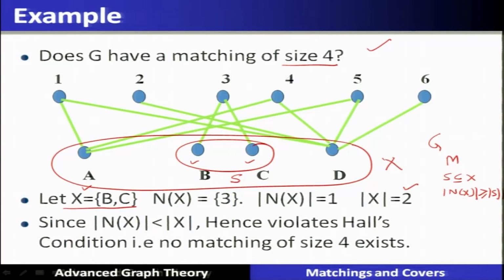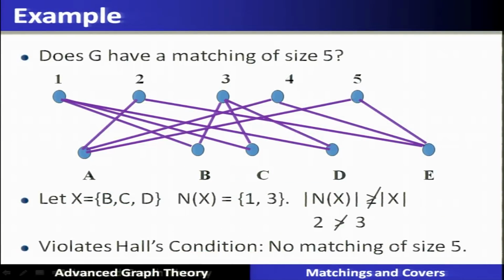Now, the neighbor of B is 3 and the neighbor of C is 3, that is all. So, the neighborhood of S, that means the neighbor of B is 3 and the neighbor of C is also 3, so the size of the neighborhood is 1. Hence, this particular N of S is not satisfying Hall's condition. Hence, there does not exist a matching of size 4 in this particular graph. Let us take another example.